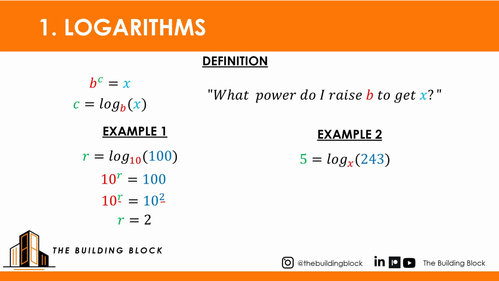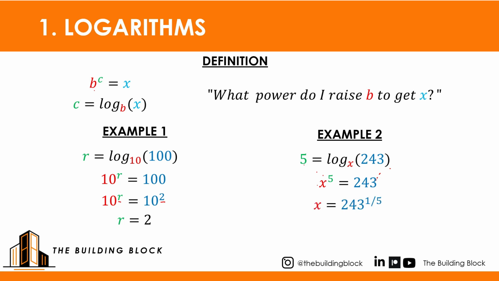Here's the equation. 5 equals the logarithm base x of 243. Okay, let's convert this to exponential form. That's x raised to the power of 5 equals 243. You can see with the color coding here, right?